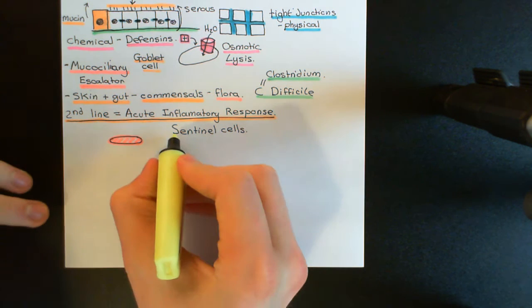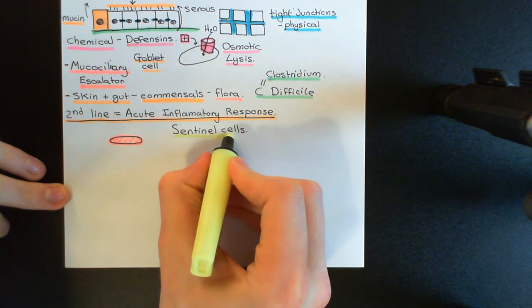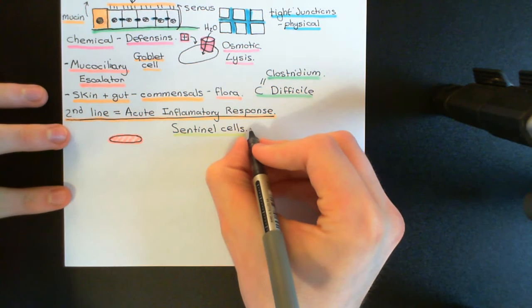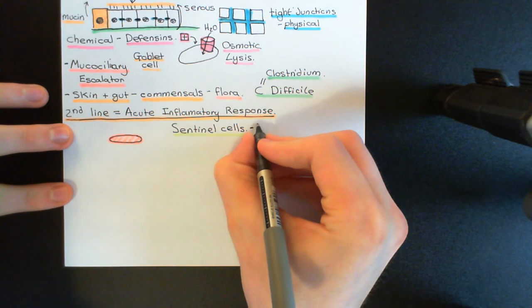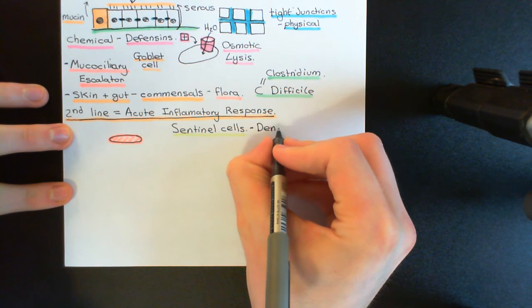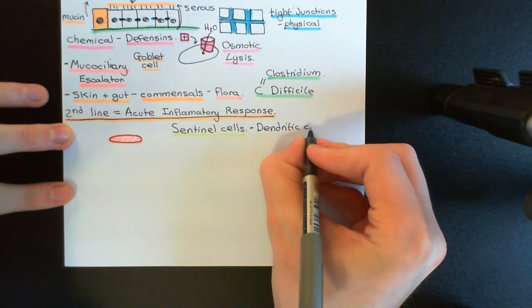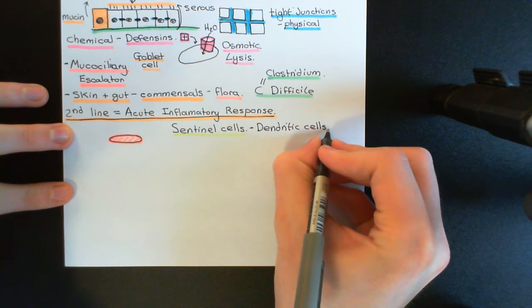Okay, so sentinel cells. So let me give you some examples then of sentinel cells. So major examples of sentinel cells are dendritic cells, macrophages, and mast cells. So I want to draw a picture for each of these. So we'll start off with dendritic cells.